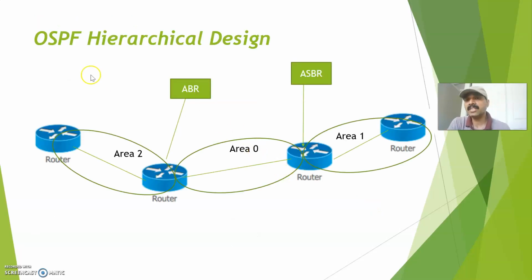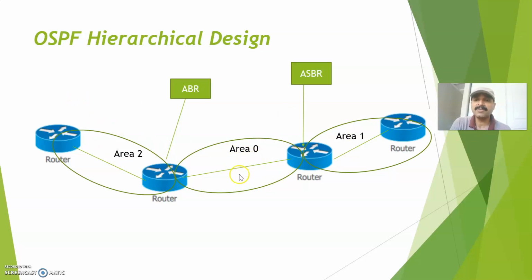So let us understand the OSPF hierarchical design. Here I have connected three areas, area 2, area 0 and area 1. As per the OSPF rule, all the areas should be connected to the main area, what we call the backbone area. It is labeled as area 0. So all should connect to the backbone area.